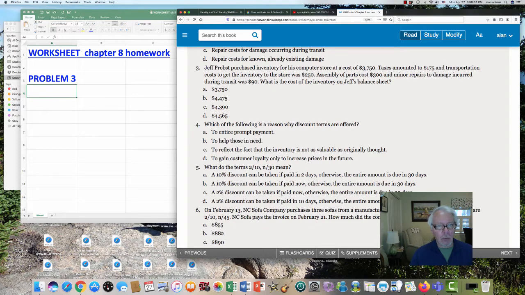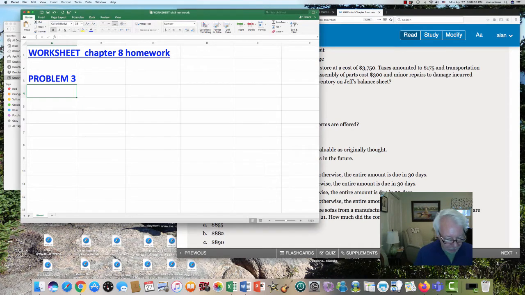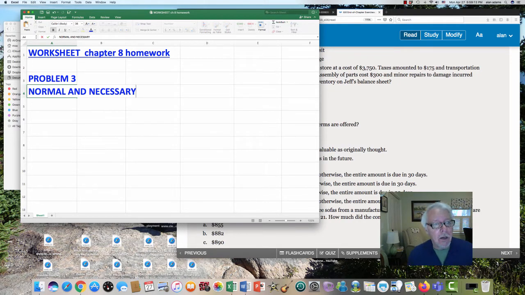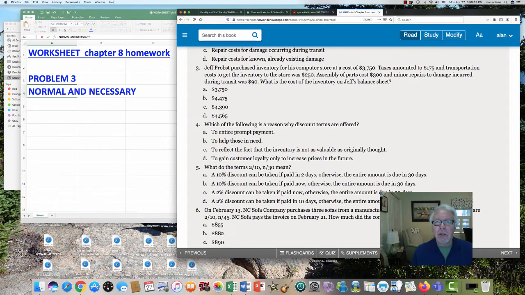Okay? So problem number 3 is going to be anything, again, that is normal and necessary. You have to buy the unit, you have to get it to you if you're responsible for the freight, and you have to assemble it. All of those are normal and necessary costs, and they're added to the inventory cost. We call that process capitalizing, okay? There's one item that we would not add. So let's take a look at the problem and see what it is, okay?